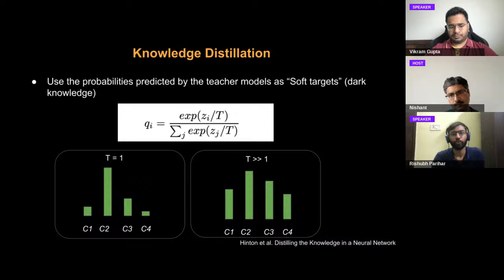If we have a very small temperature, let's say T equals 1, which is the standard temperature value that is used to train these networks, we can see it is very peaky. For class 2, we have a very high probability, and for the other classes it is very low. And if we increase the temperature to large values, it gives us a smoother distribution over the class probabilities.